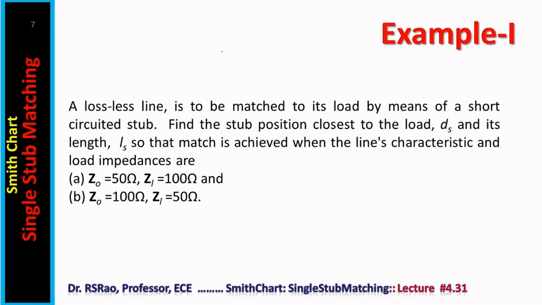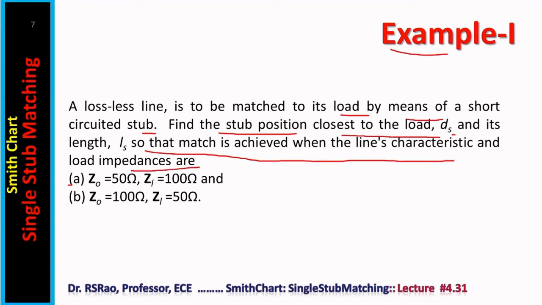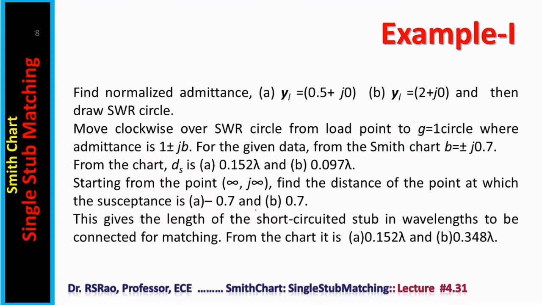Now we consider a problem, example 1. A lossless line is to be matched to its load by means of a short circuited stub. Find the stub position closest to the load, ds, and its length, ls, so that a match is achieved when the line's characteristic and load impedances are: A, Z0 = 50 ohms, ZL = 100 ohms. B, Z0 = 100 ohms, ZL = 50 ohms. This is the problem. So, steps.